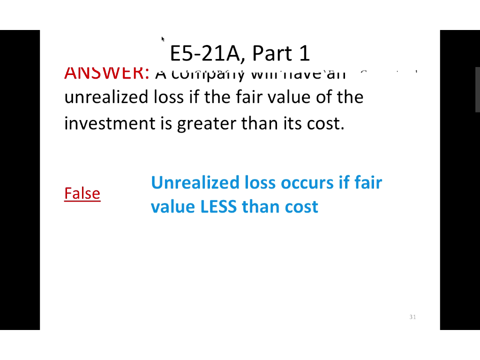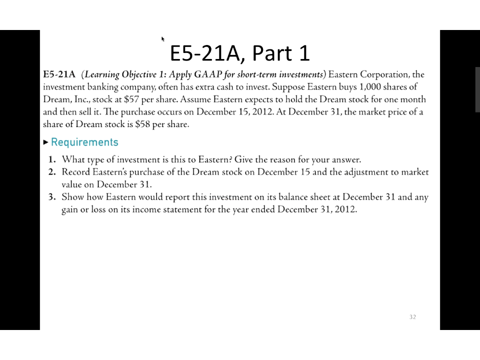Okay, so next we're going to do a homework problem. Our first homework problem is exercise 5-21A. Eastern buys 1,000 shares of stock at $57 per share. Assume they expect to hold the stock for 1 month and then sell it, so this is very short-term in nature. The purchase occurs on December 15th. At December 31st, the market price of a share of stock is $58 per share.